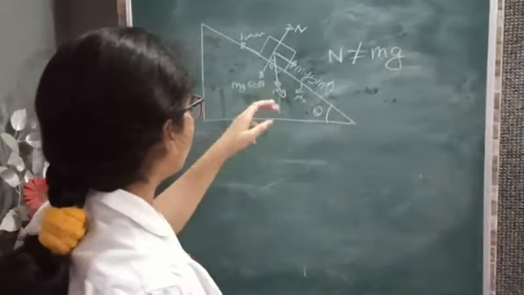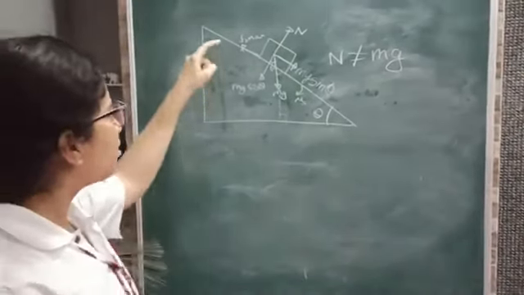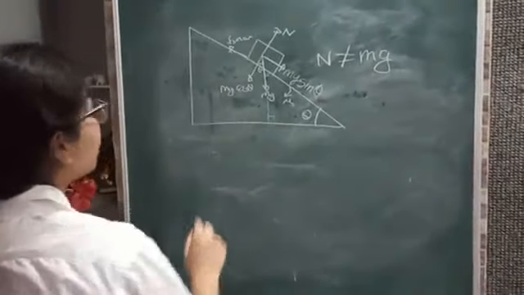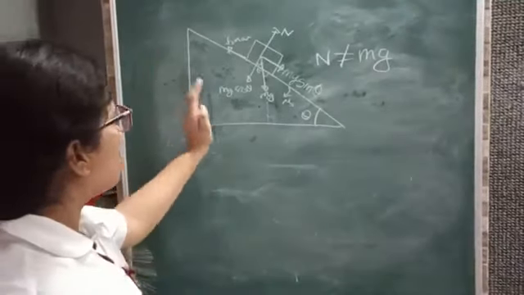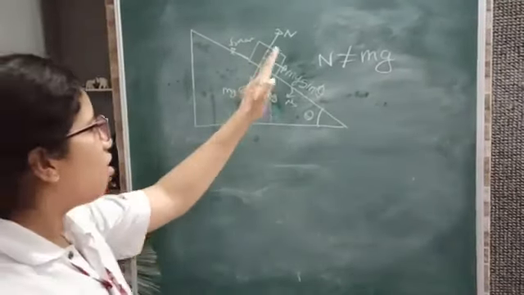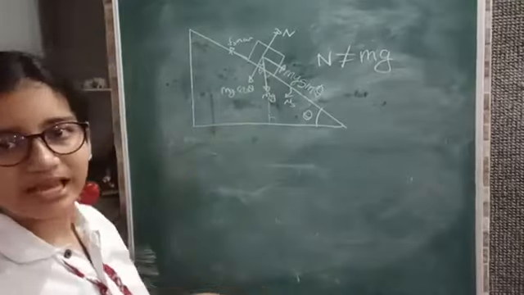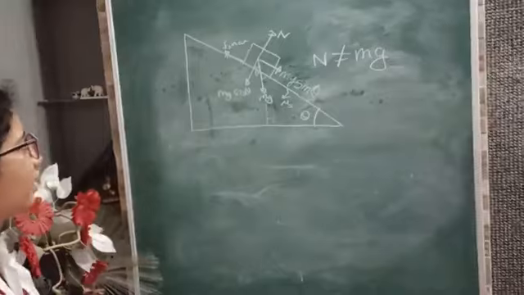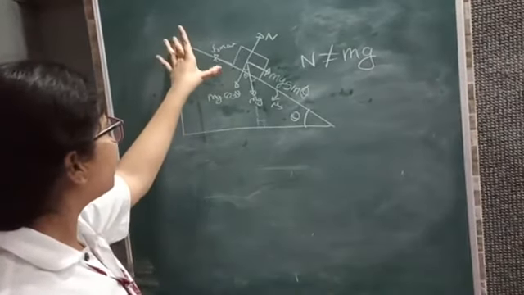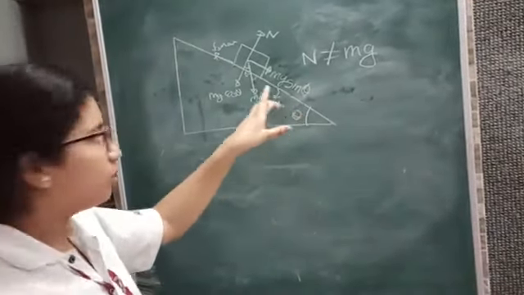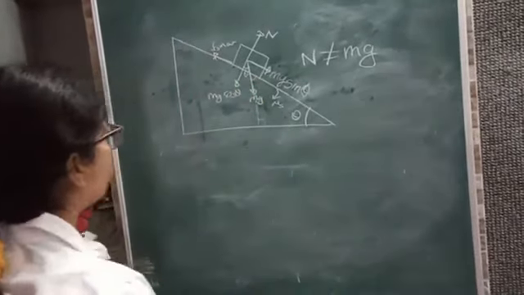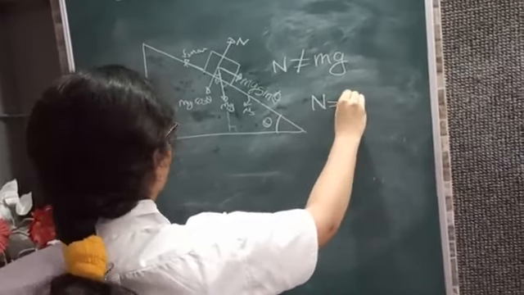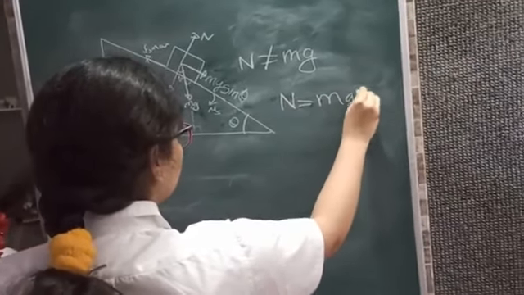So we have to take components of mg right now. One is a vertical component, another is a horizontal component. The vertical component is equal to mg cos theta, while the horizontal component is equal to mg sin theta. Since there is no vertical movement with respect to this inclined plane contact surface, N is equal to mg cos theta.